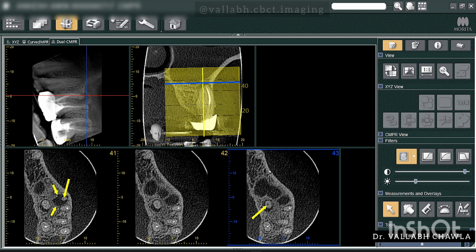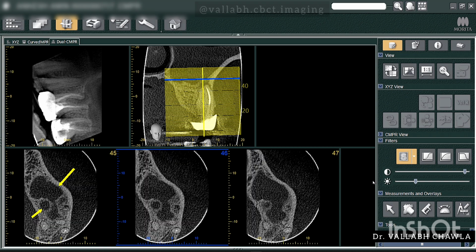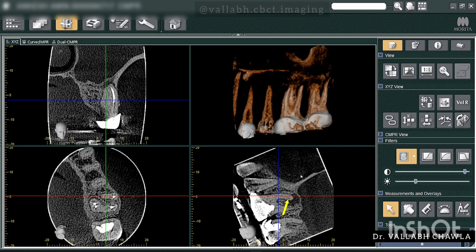Why is all this seen? Because we are studying this in 0.5 mm interval lines. Also note, this is the sinus and this is the pathologic region. You can do the namings accordingly so that the clinician is not confused. Okay, so this was all about the findings of the MB2 root canal.